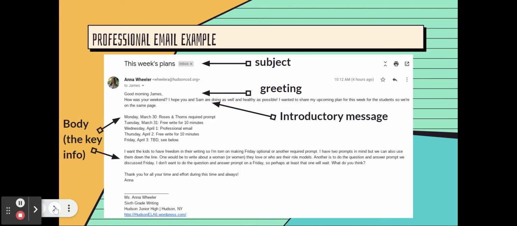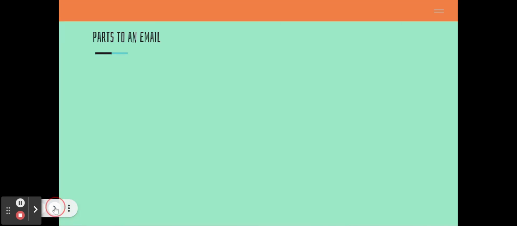Then my body, which is the key information here that I won't read to you because you can read. But also it's communicating whatever I needed to share with him. The closing is thank you for all your time and effort during this time and always. That is the closing, wrapping things up. And then my name.